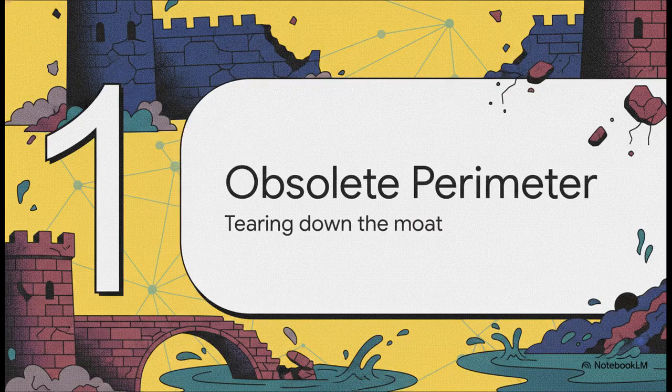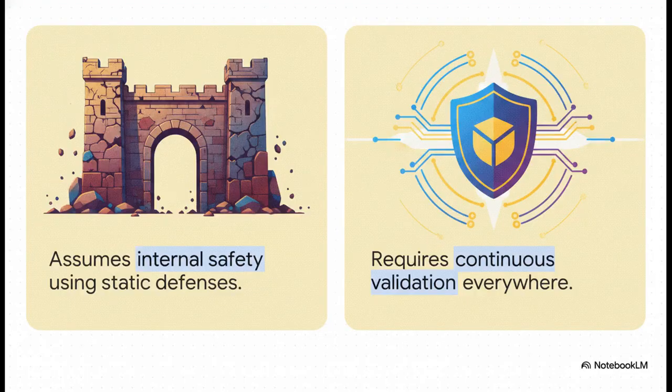Section 1. The perimeter is obsolete. Tearing down the moat. Okay, let's dive into this. For years, the security industry leaned heavily on a trust but verify model, right? The dangerous assumption there was that if you were already inside the network walls, you were basically safe. But today, the mandate is never trust, always verify. This modern approach is completely agnostic to whether you're internal or external. It demands continuous validation across the board.